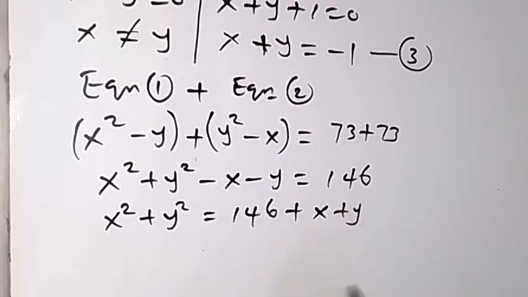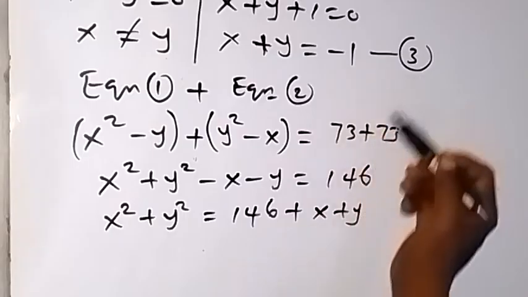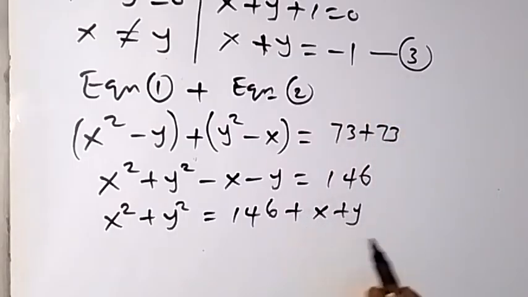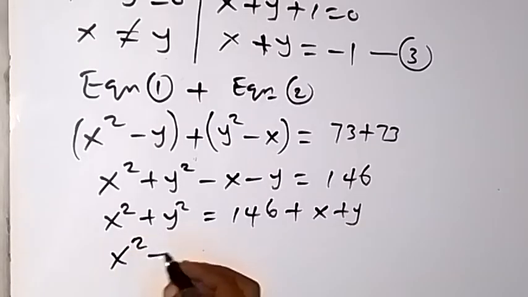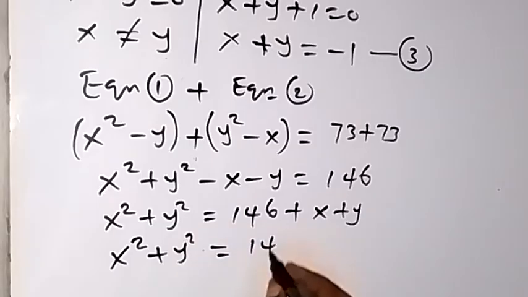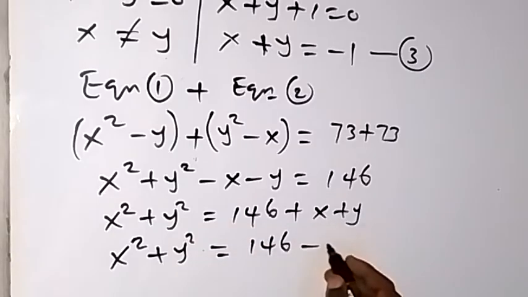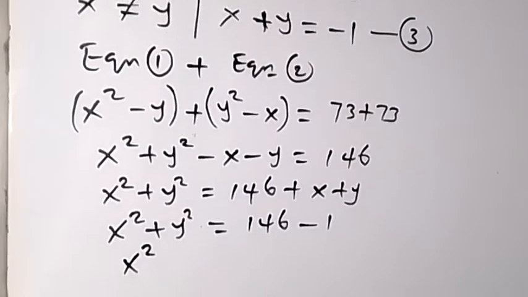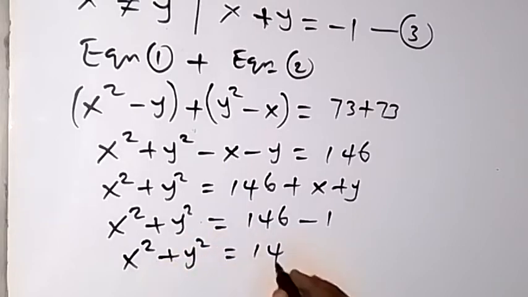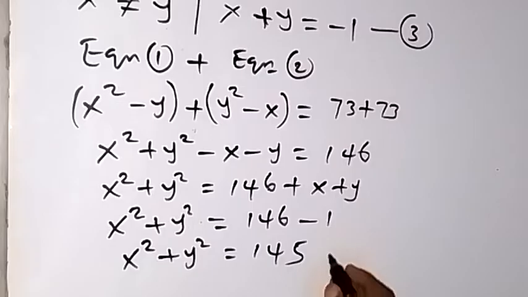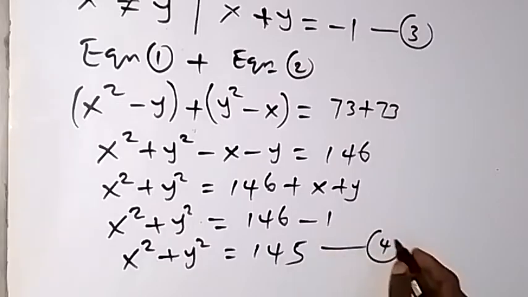And from there we have x plus y from equation 3 to be minus 1. So instead of writing this x plus y, we can easily write minus 1. And we then have x squared plus y squared giving us 146, then plus minus 1, still minus 1. Then that will be x squared plus y squared equals 145. So let's call this equation 4.